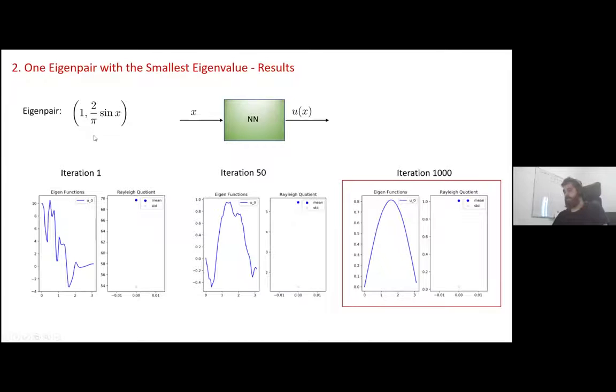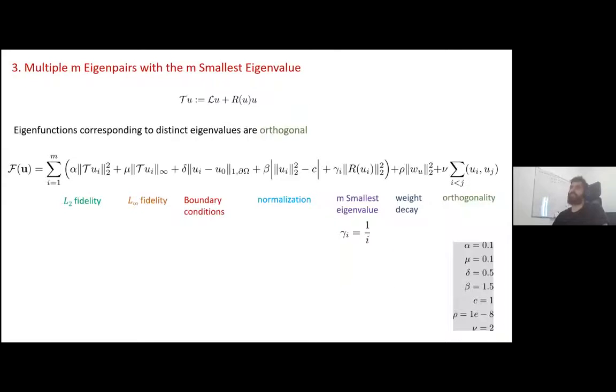Now, finding one eigenpair isn't enough. Usually we want several. So the next question we aim to answer is, can we find the m smallest eigenvalues? This task is much harder, right? The model has to learn m different functions. To do this, we have to alter our architecture just a bit. Now, instead of having one output, we're going to have m outputs, each one corresponding to a specific eigenpair.